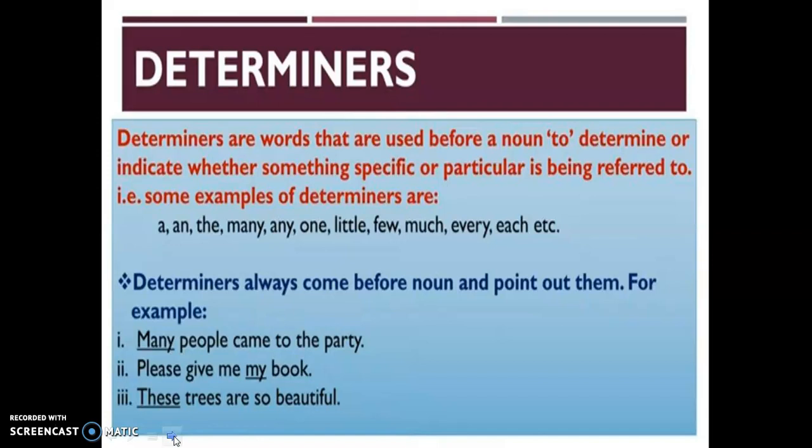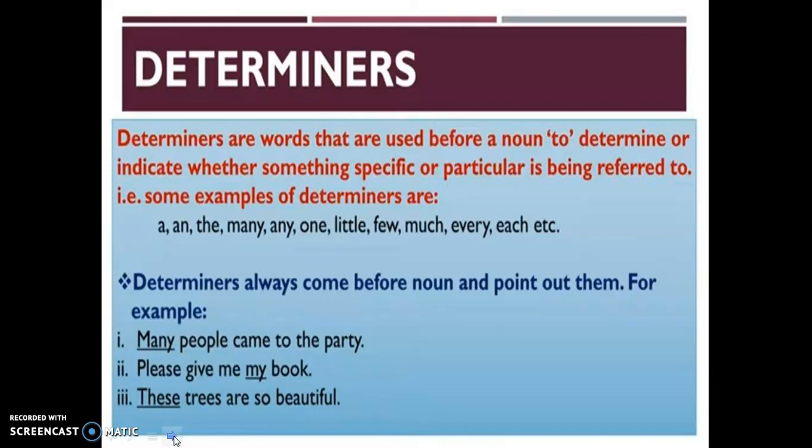Determiners are words that are used before a noun to indicate whether something specific or particular is being referred to. Some examples of determiners are indefinite articles a, an, definite article the, many, any, one, little, few, much, every, each, etc. Determiners always come before a noun and point it out. For example, in the first sentence, Many people came to the party. As you see, many stands at the beginning of a sentence.